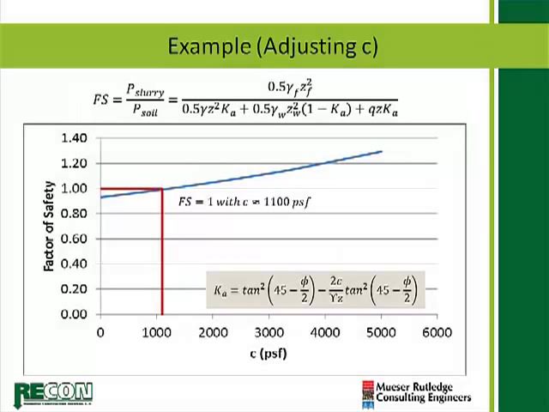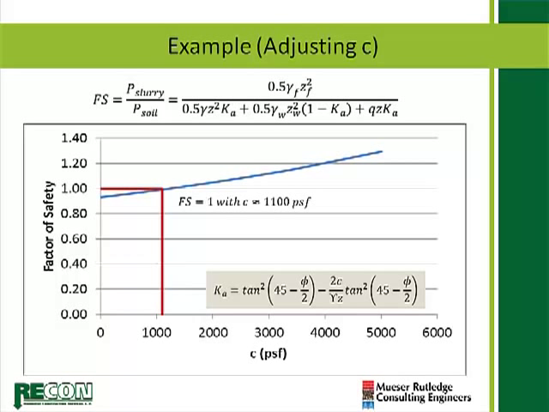This plot shows the adjustment of cohesion of the soil with the unit weight of slurry being 70 pounds per cubic foot, the unit weight of the soil being 120 pounds per cubic foot, and the friction angle being 30 degrees. From the equations provided, one can see the cohesion as part of the development of the active earth pressure coefficient, K sub A. By increasing cohesion, the value of K sub A decreases.